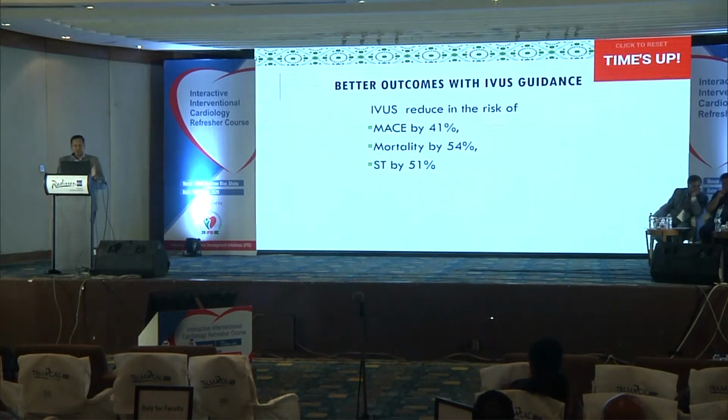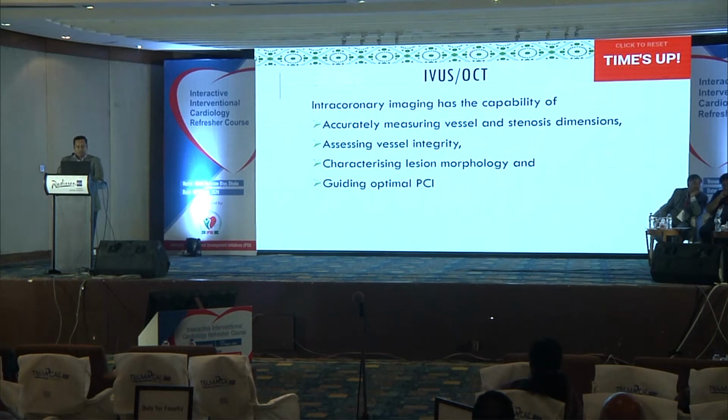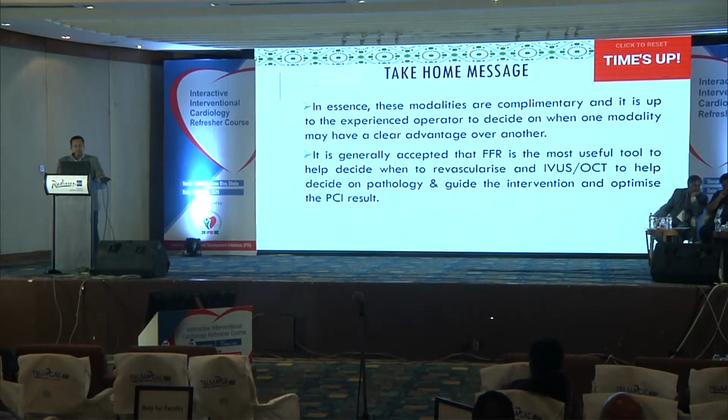So we can reduce the risk of MACE by 41%, mortality by 54%, and stent thrombosis by 51%, just using the IVUS. So our take-home message is, our previous survey already showed there are 50 running cath labs, but only a few have IVUS and FFR. We are always talking about guideline-directed PCI, but we are not using these techniques, because we know they improve outcomes by reducing mortality, MACE, and stent thrombosis. And another thing is, FFR also significantly reduces the unnecessary use of stenting, that is statistically significant. Thank you.